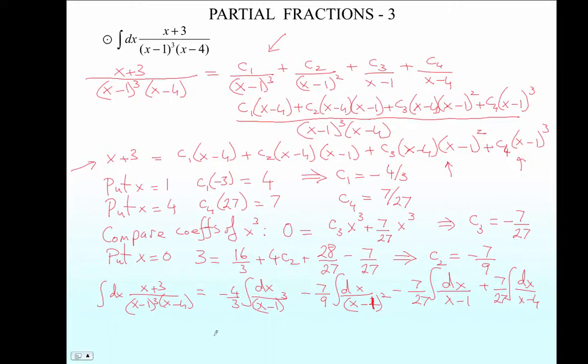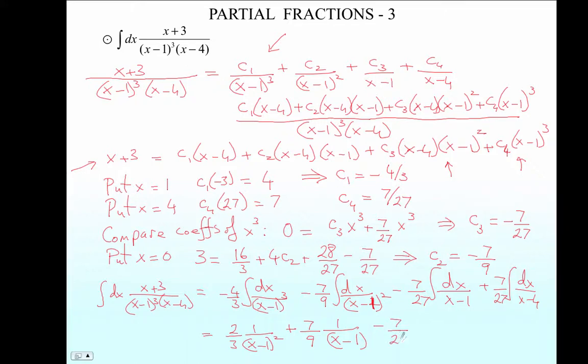Now, each of these integrals we can do very easily. The first one, which is 1 over x cubed essentially, gives us 2/3 into 1 over x minus 1 squared. And that's because when we differentiate x minus 1 squared, we get minus 2 over x minus 1 cubed. So this integral is right. Then we have 7/9, and that multiplies 1 over x minus 1.